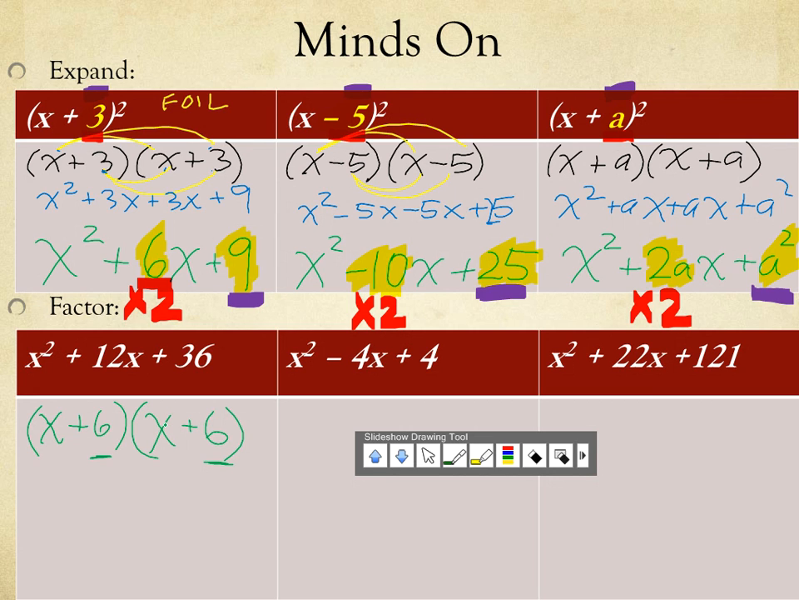So x times x is x squared. x times 6 is 6x. 6 times x is 6x again. And 6 times 6 is 36. And when you collect like terms, that gives you x squared plus 12x plus 36, which means that we factored that correctly, okay? Because this one is equal to this one. So we did that right. So I'm going to erase my check.